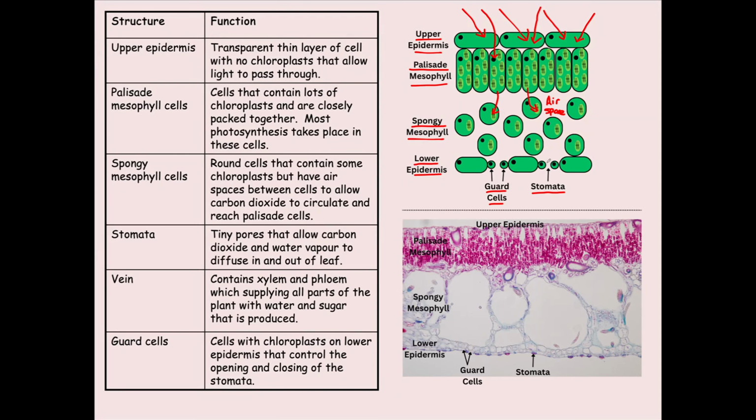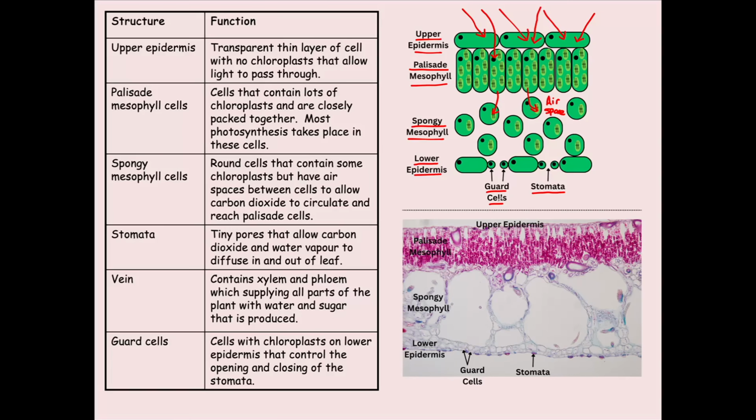So the gap on the underside of the leaf is called the stomata, and the cells either side of the gap are called the guard cells, and those open or close. And they obviously control the opening and closing of the stomata by doing that.